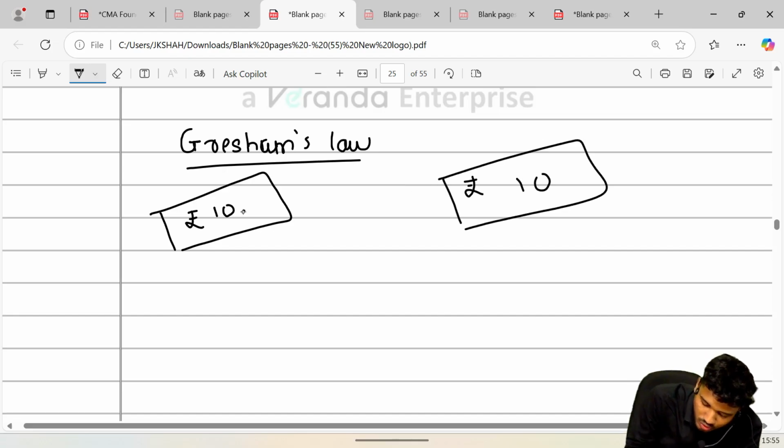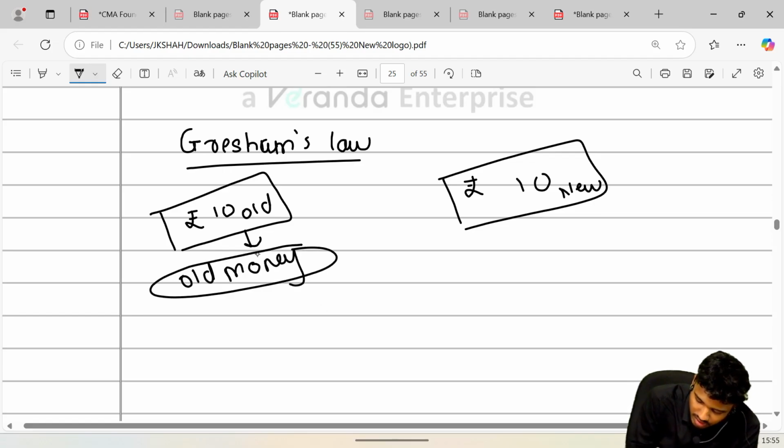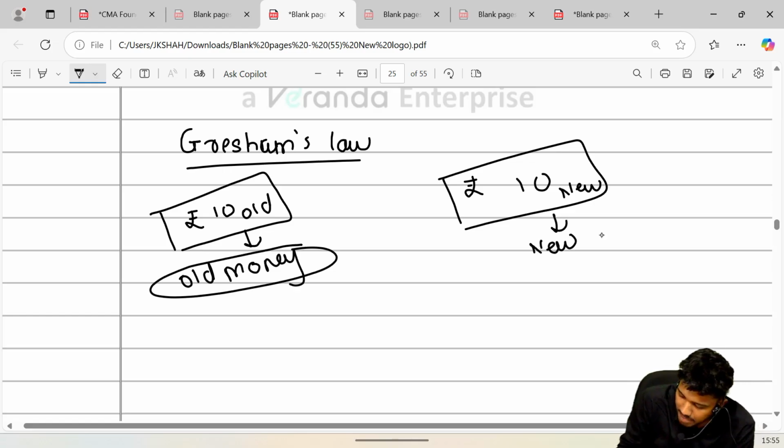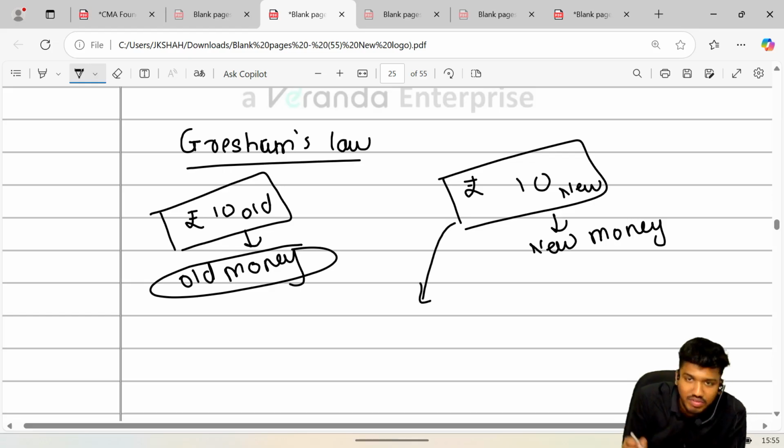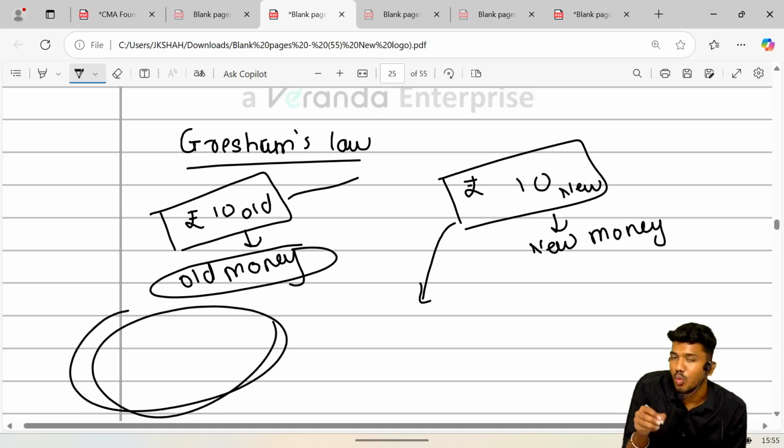It was an old note and it is a new note. So we can call it old currency, old money, and it is your new money. What happened is the moment we get some new coins, or some attractive coins, what do we do? We keep them with ourselves. We keep that money with ourselves, and the old money is now being used in the market for the purpose of transactions. So what is happening?